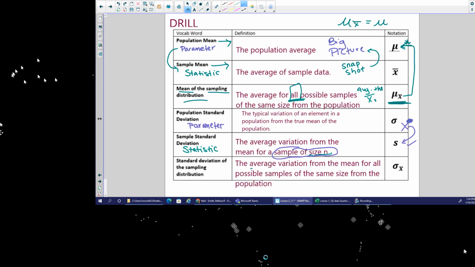And then we have the standard deviation of the sampling distribution. Again, if you put together all possible samples of the same size, every single possible sample from a population, the average variation we call sigma, the standard deviation of X bar, the standard deviation of all your samples. Notation is really important, and I'm going to be stressing it a lot over the next several months.